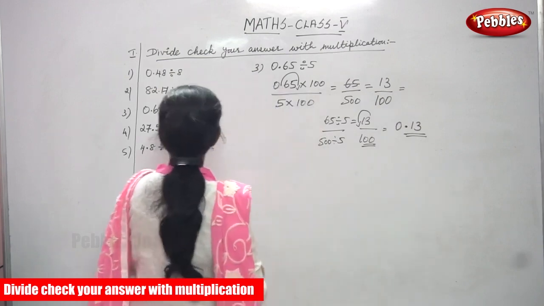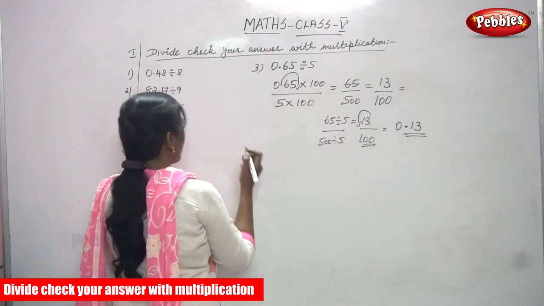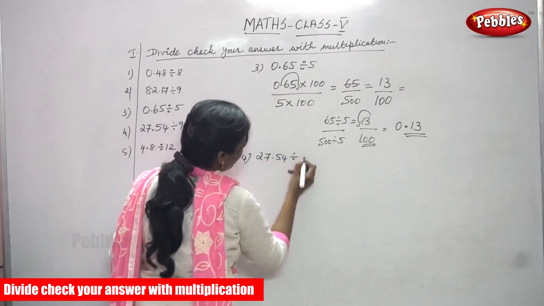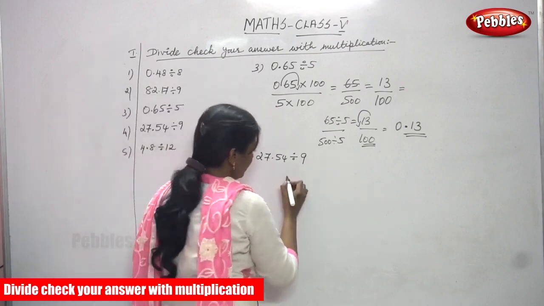That's all. Now the next sum is the fourth sum, that is 27.54 divided by 9. This is a long division method. This is a normal method.